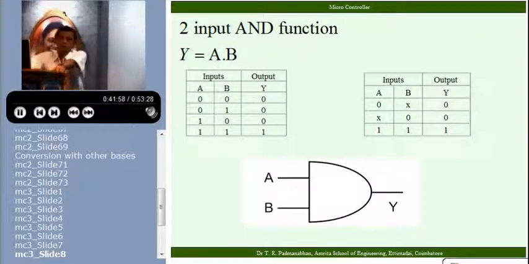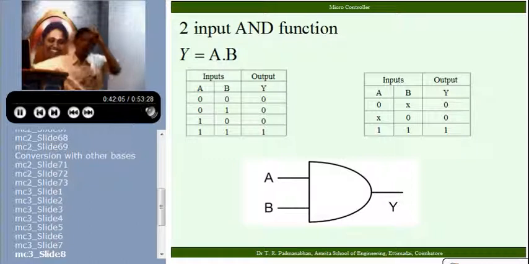This is a two input AND function. A NOT function has only one input, one output. Any function has only one output, just like in conventional mathematics. A function has only one output. It can have one or more inputs. A NOT function has only one input.